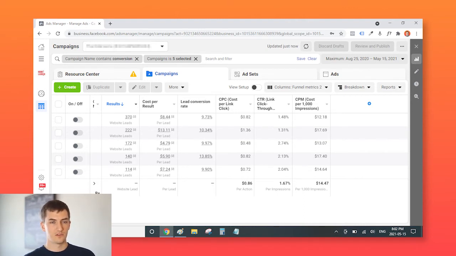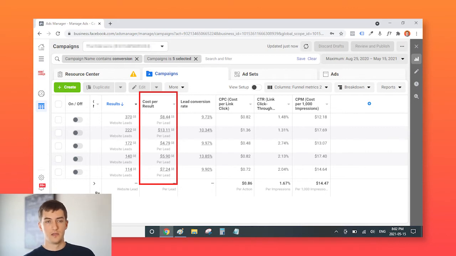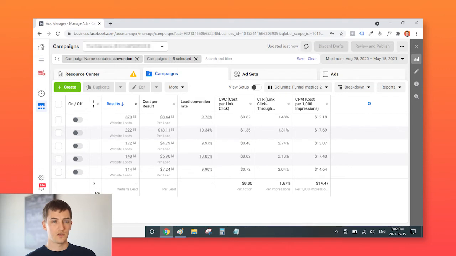So again, the cost per conversion was slightly higher, not as significantly higher as the first example, but we're seeing a range here between kind of $5 and $13, as opposed to $7 with the lead form campaigns. And the conversion rate dropped a little bit as well. Now it was sitting between 9 and 13% as opposed to 15%.